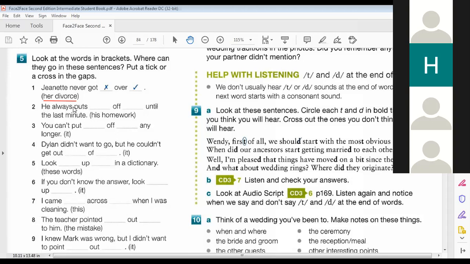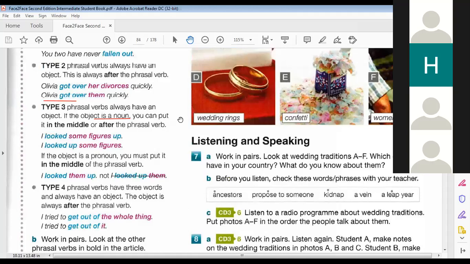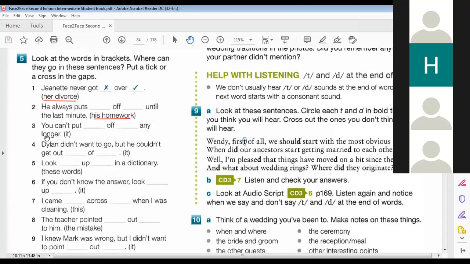So number 2, it says he always puts, the object here is his homework. Can we say he always puts his homework off until, or do we say he always puts off his homework? Or can we do it in both? What do you think? Remember that the only type where we can put it in the middle, but let's see, put off. Put off, which type is it? Is it type 3? Put off. Can we put it in the middle? Because if it's type 3, it means we can do it in both places. We can say he always puts his homework off until the last minute, or we can say he always puts off his homework until the last minute. It means we can put it in both.